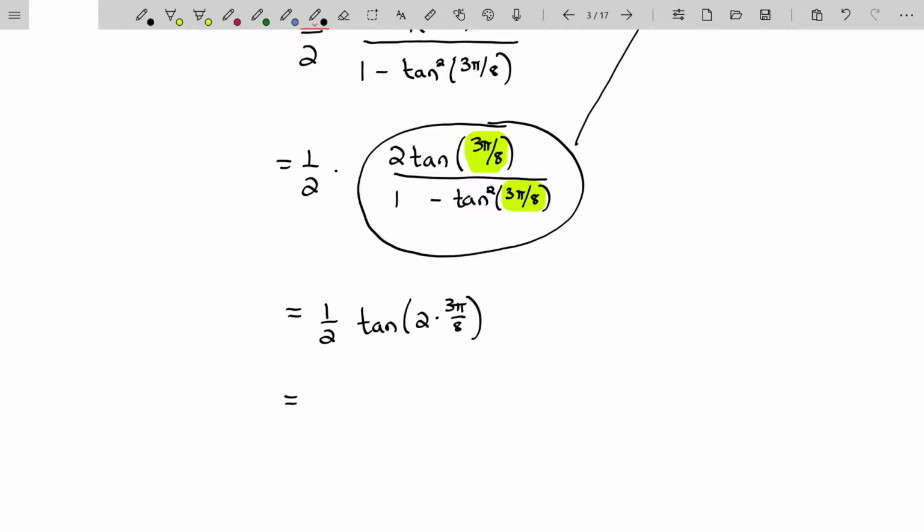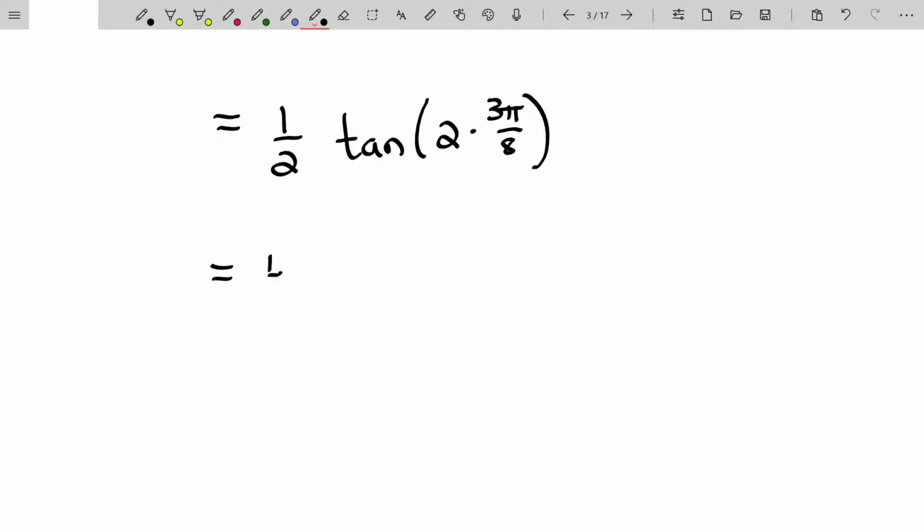Let me zoom in a little bit. One half. It's being left-handed that does this.